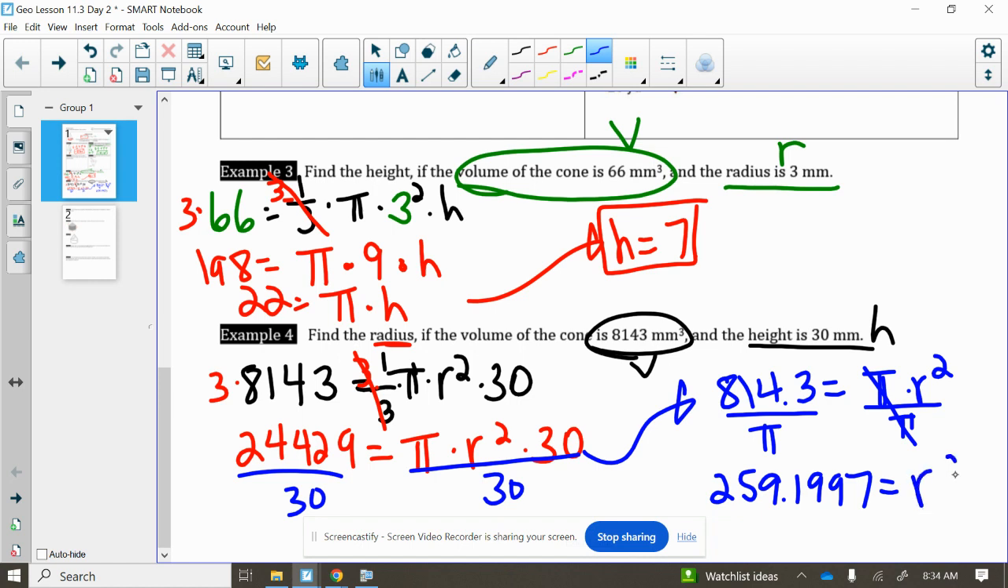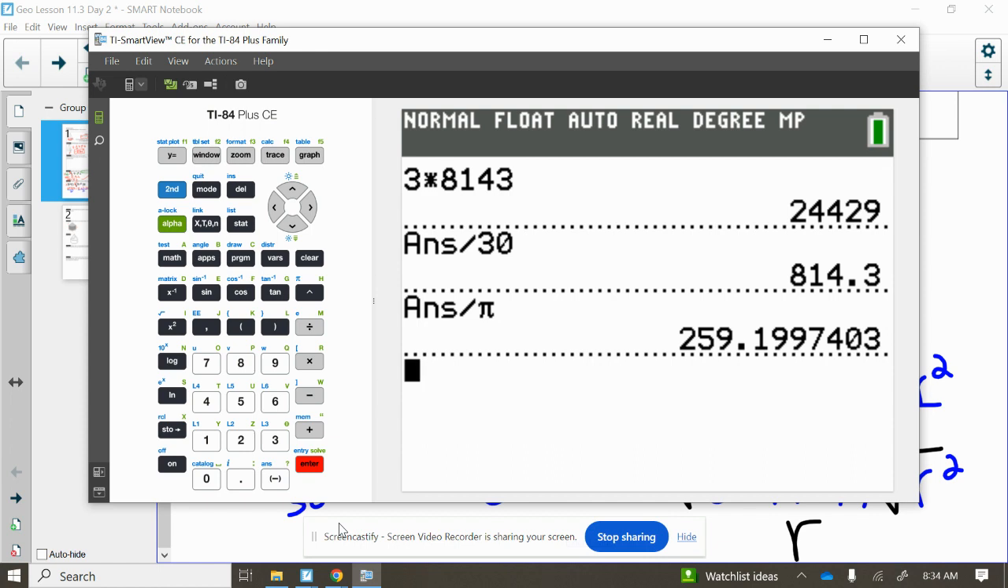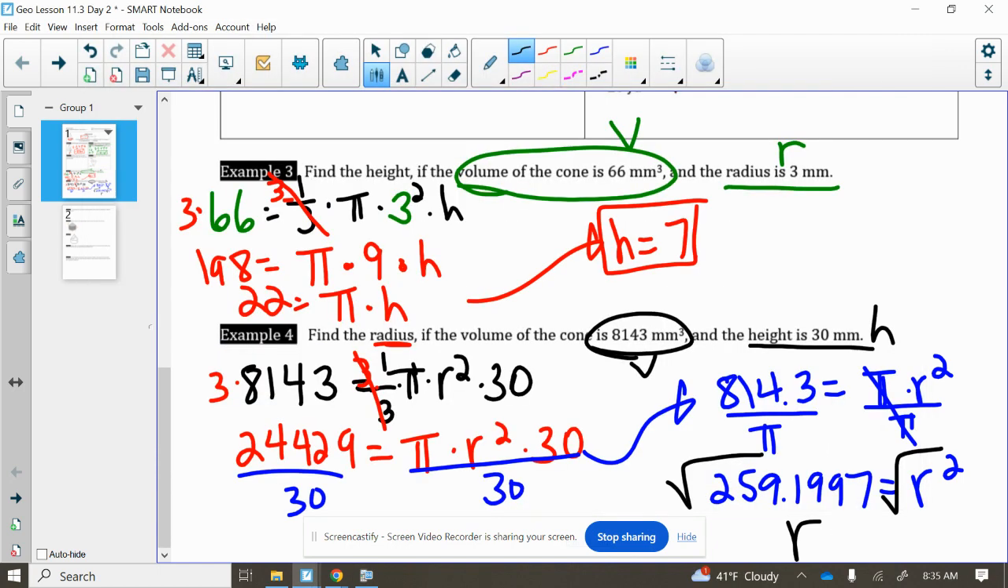So this is my radius value squared. I do have one final step to get my final answer for the radius: I have to square root the 259. I'm going to be a little lazy. I'm going to take second square root, and then hit second answer, the negative, to plug in that previous answer. I get about 16.1 as the value of my radius.